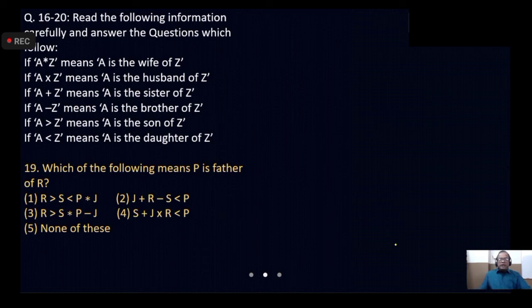Next one. Which of the following means P is father of R? P is father of R. In your mind, you should be able to see P as male. This is what you have to have in your mind. So P is father, so male or female? Male. Now can you eliminate any choice out of these five?